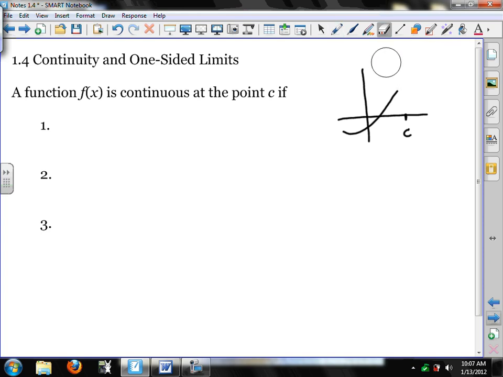Same thing if I have a hole at x equals c. If I have a hole at x equals c, it's not a continuous function. It doesn't continue through the point x equals c. All right. So the 3 things that have to be satisfied in order to have a continuous function. First of all, f of c must be defined.